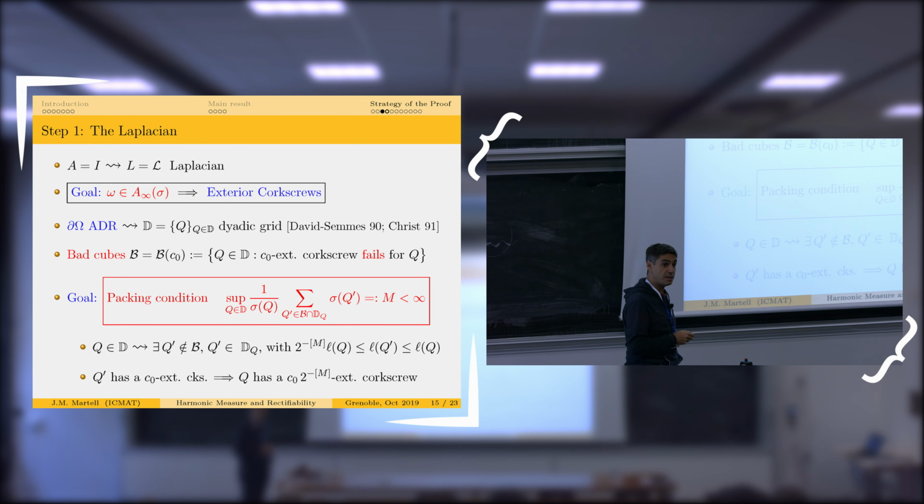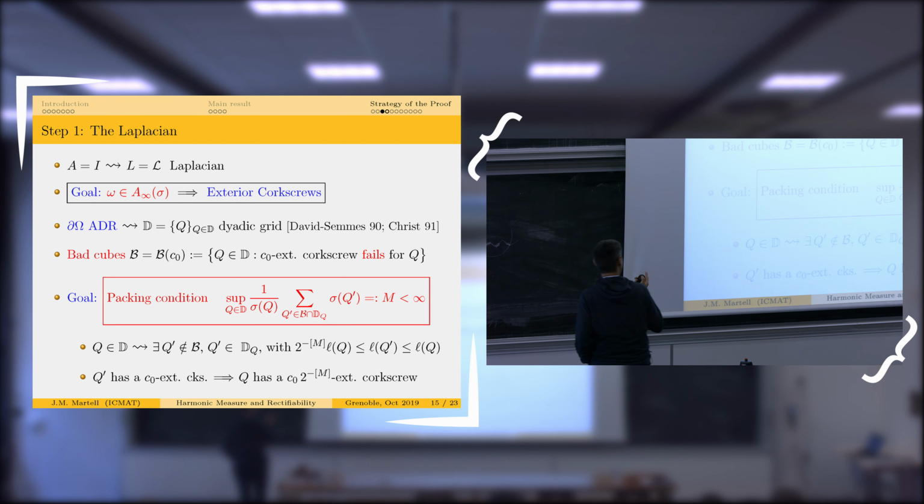This works for any constant coefficient operator, but let me work with the Laplacian, because it's the same argument, right? So my operator is the Laplacian. So the goal is to show that the harmonic measure in infinity implies the exterior corkscrew.